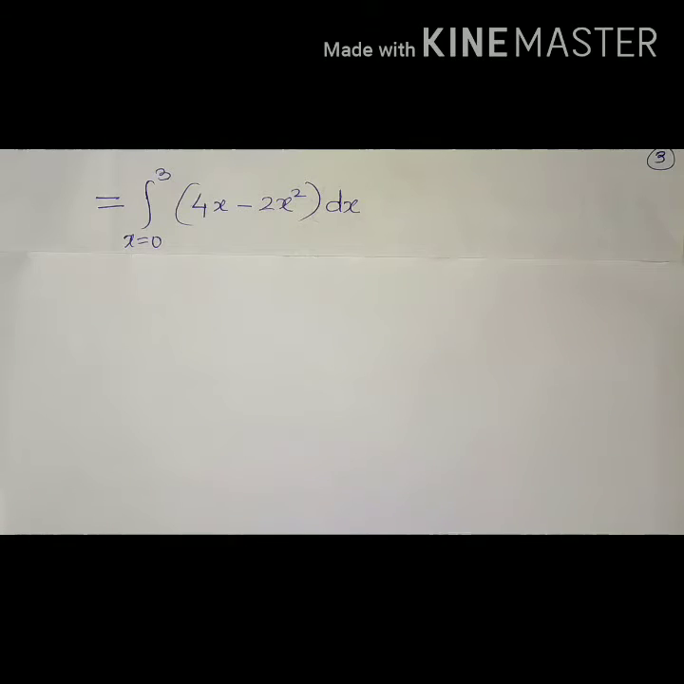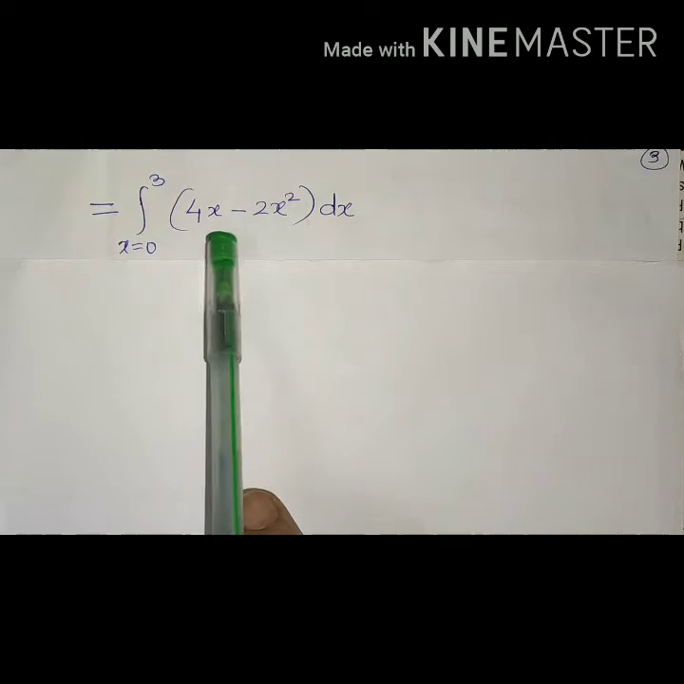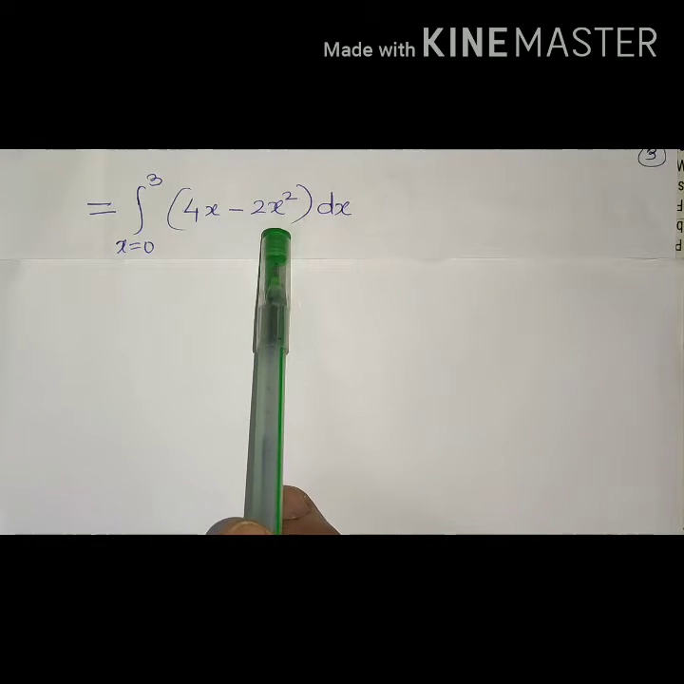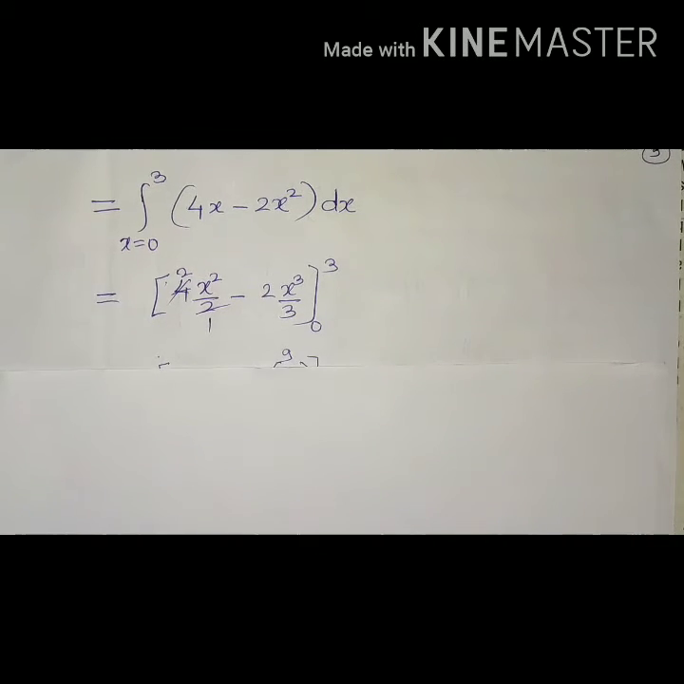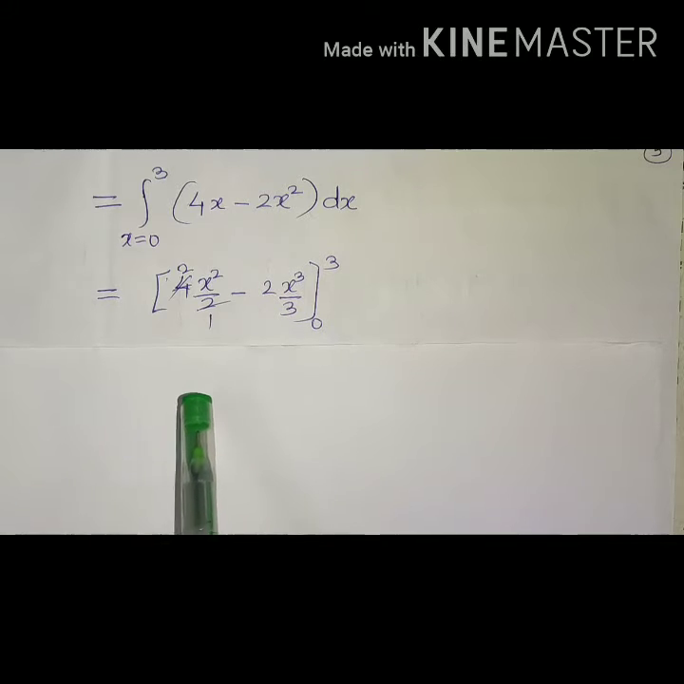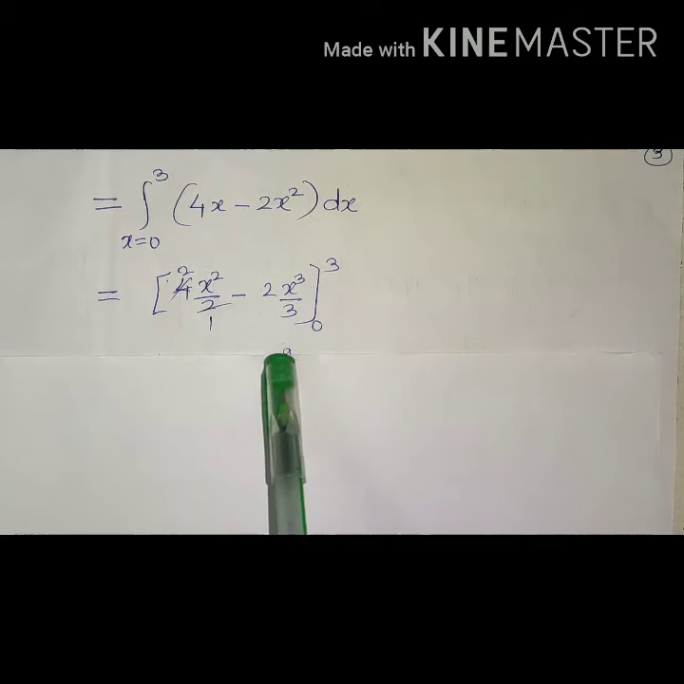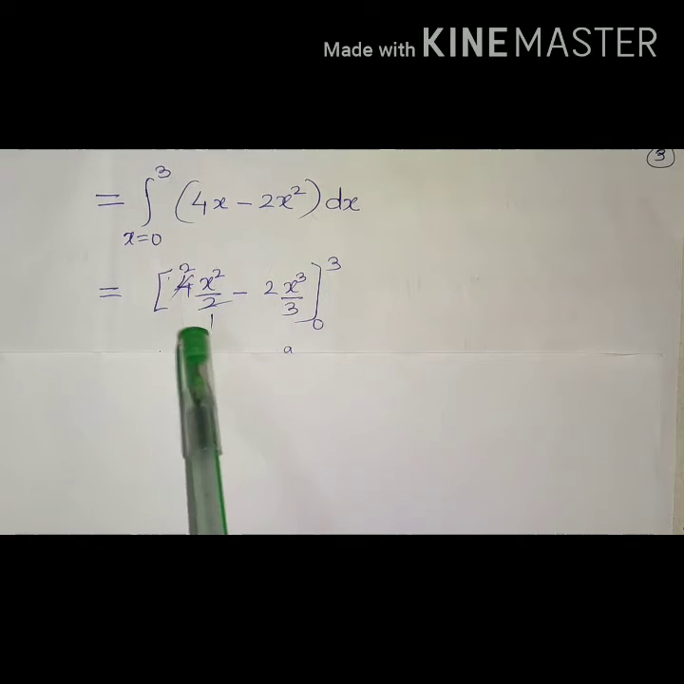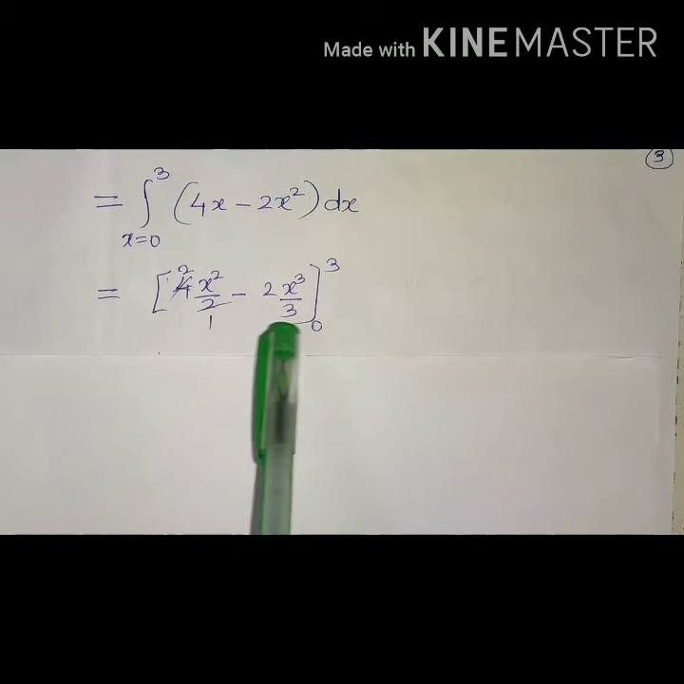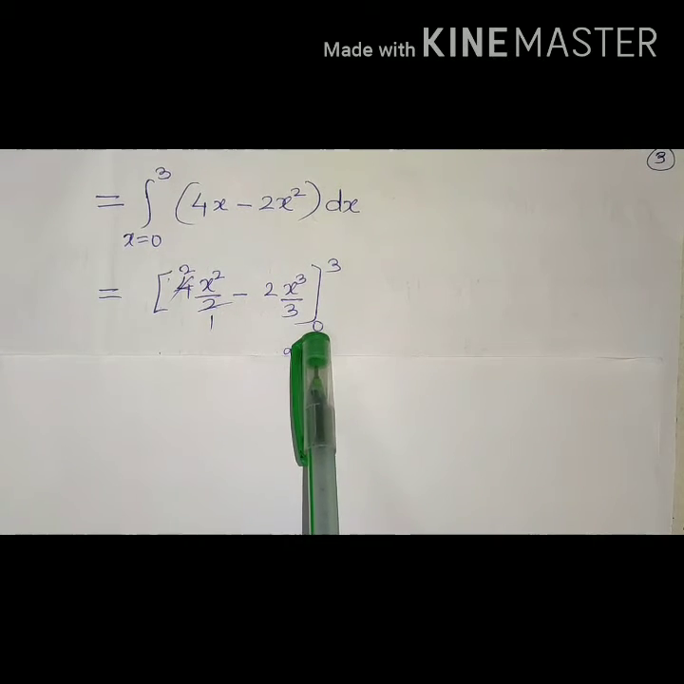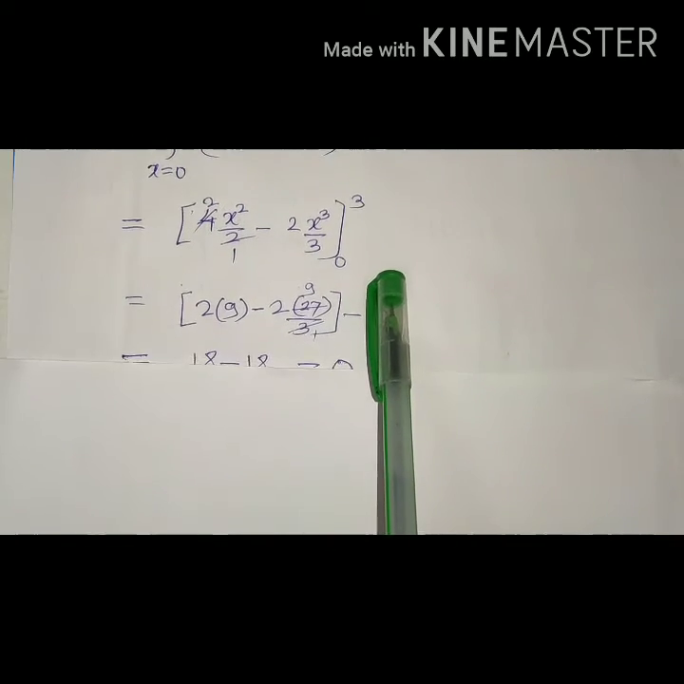Let us rewrite the integrand. So the positive term 4x we have taken first, and then minus 2x square, and the integration is with respect to x from 0 to 3. Now the integration is 4 times x square by 2 minus 2 times x cube by 3. The 2's get cancelled and we are left with 2 twos are 4. 2x square is there, and this is 2x cube by 3. And the variable being a single variable, we have just written 0 to 3.